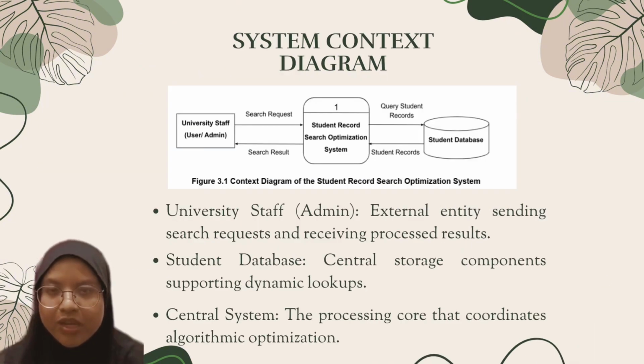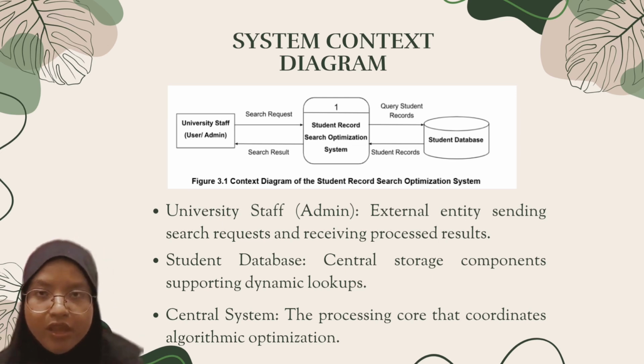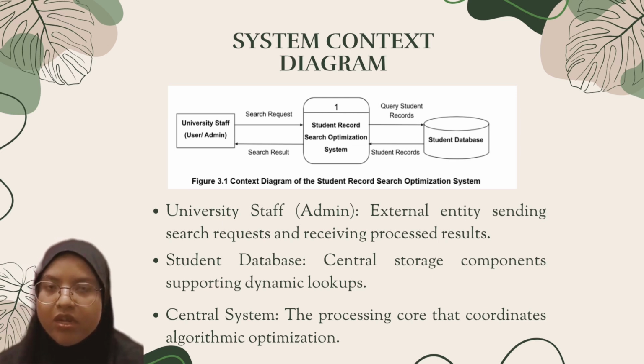My name is UniSZA and I will walk you through the architectural overview of our system context design. Figure 3.1 illustrates the context diagram for the search optimization system. The system interfaces directly with one primary external entity, the university staff or administrator, and a backend student database. The transactional data flow initiates when the administrator inputs a search request. The centralized system then intercepts this request, processes the input query against the database index, and structurally returns the matching student profile back to the administrator interface.